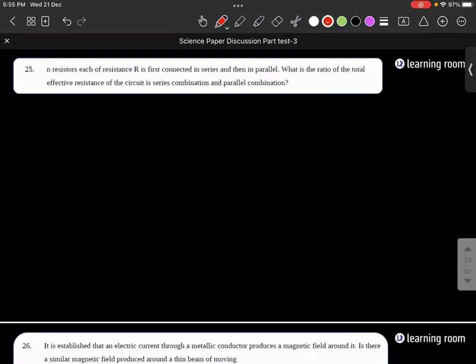N resistors, each of resistance R, are first connected in series, then in parallel. What is the ratio of the total effective resistance of the circuit in series connection to the parallel connection? Series connection will be NR. Parallel connection will be R by N. R and R will get cancelled, which will be equal to N square. So N square is to 1 is the answer.